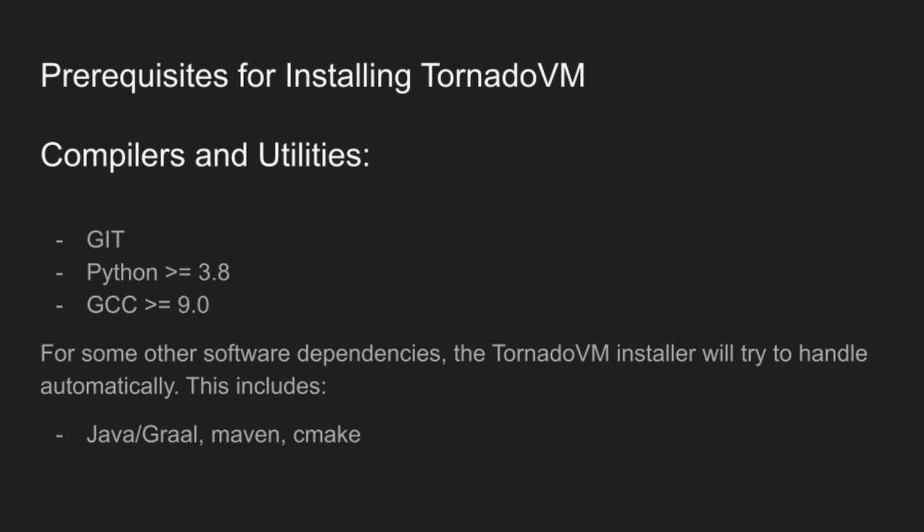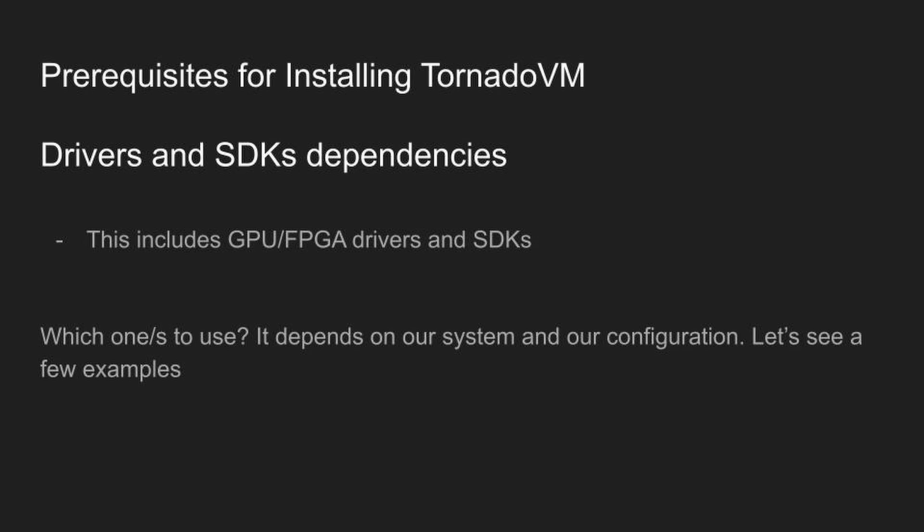The software that is needed can be divided into two categories of dependencies. One is compilers and utilities, such as Python, Git, GCC, CMake, etc. And the second category is drivers and SDKs. For example, if we're using a GPU, that will be the GPU driver and the CUDA, OpenCL, or SPV SDK. I will dive into this later on.